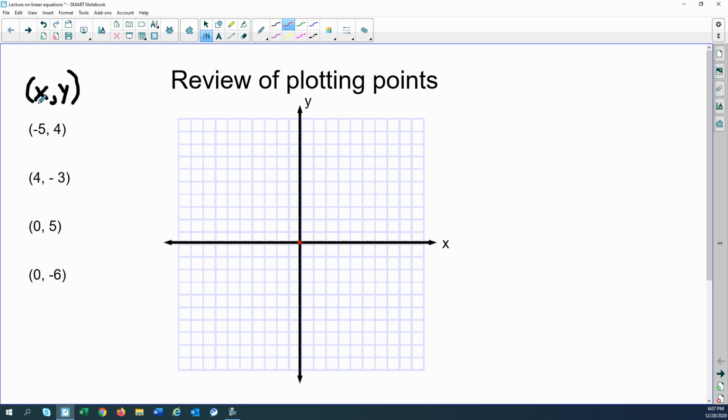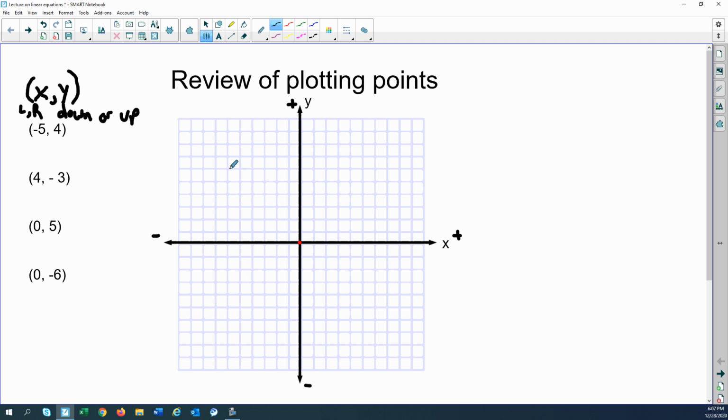So the first value, the x value, tells us if you're going to be moving left or right. So think of left as your negative values and right as your positive values when we're talking about the x-axis. The y value is going to either move down or up. So up is your positive values, down is your negative values.